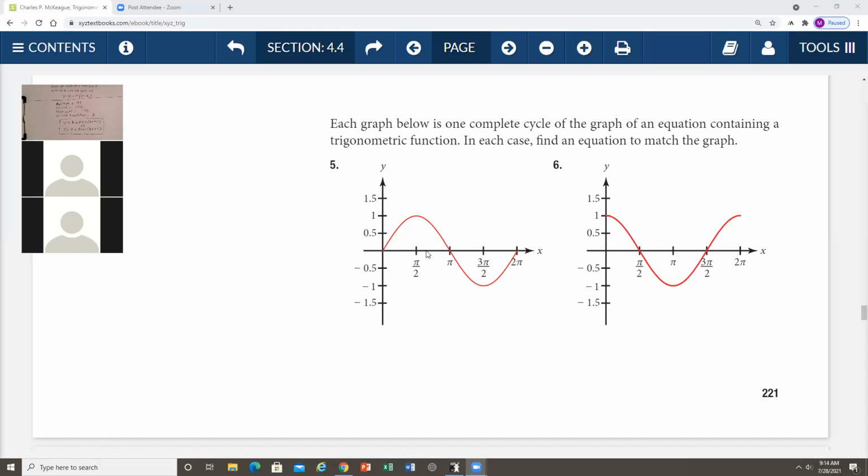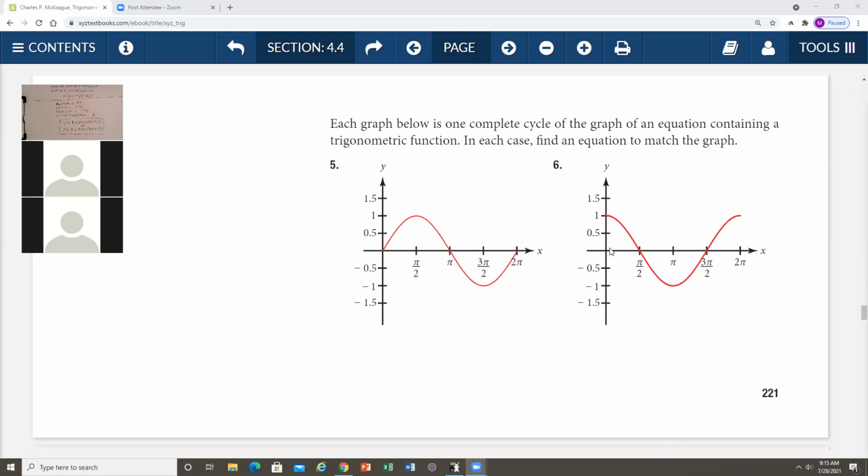Notice there is no horizontal phase shift for this sine function. There is no vertical phase shift. For that reason, the equation that models this graph would be y equals sine x. That's simple. What about number 6? You recognize it? Cosine of x. This is just the graph of the basic cosine function, y equals cosine x. The period of which is 2 pi, the amplitude of which is 1.